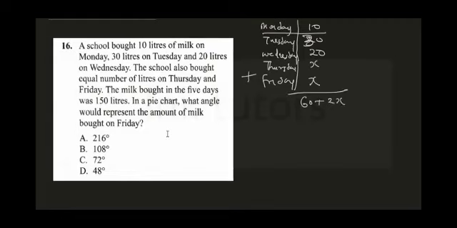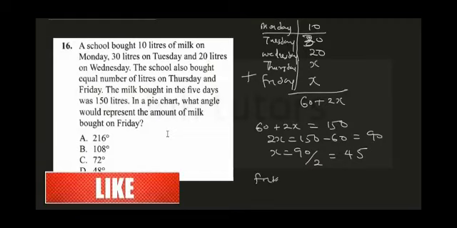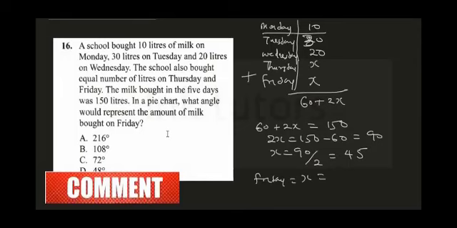So now they said the milk bought in 5 days was 150. So this would be 60 plus 2x, the total milk bought, is equal to 150. Now, if we solve for x, this would be 2x, collecting like terms, 150 minus 60. This will give us equal to what? 90. Therefore, x is going to be 90 divided by 2, and that's going to give us what? 45. Now, the question says, in a pie chart, what angle will represent the amount of milk bought on Friday? Now, Friday, which is equal to x, was what? That's 45 liters.